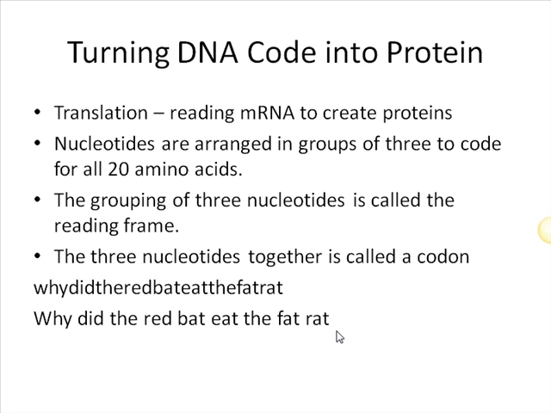But you can imagine what would happen if we started, instead of the W, at the H and tried to group them together by 3's starting at the H? HYD, well, that doesn't make any sense. IDT, HER, well, there's the first word I actually recognize. But you notice the reading frame is critically important. All proteins begin with the same 3-letter code. It's always going to be AUG.